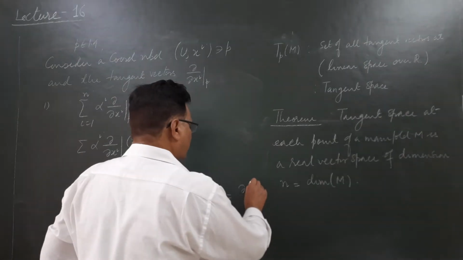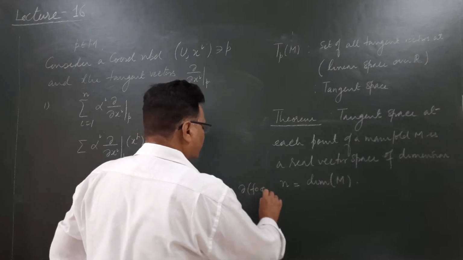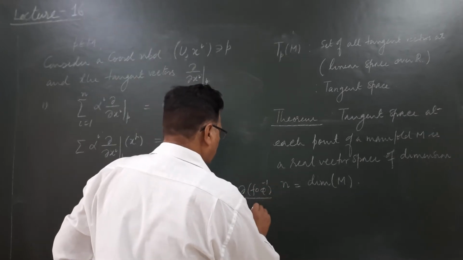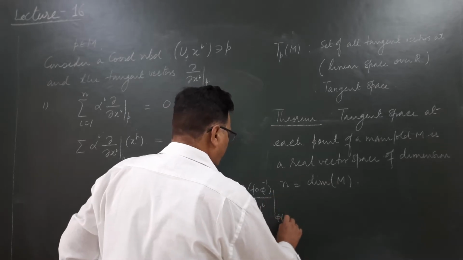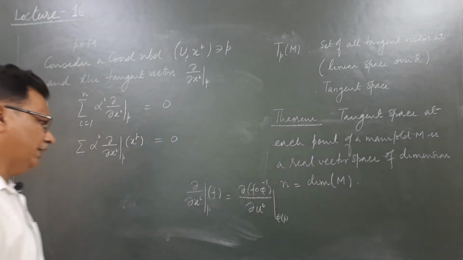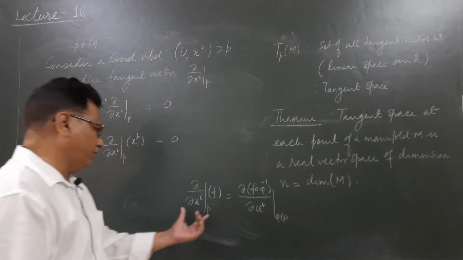Its value is ∂(f ∘ φ⁻¹)/∂u_i at φ(P). u_i's are the natural coordinates in R^n. This is how you define it, okay.